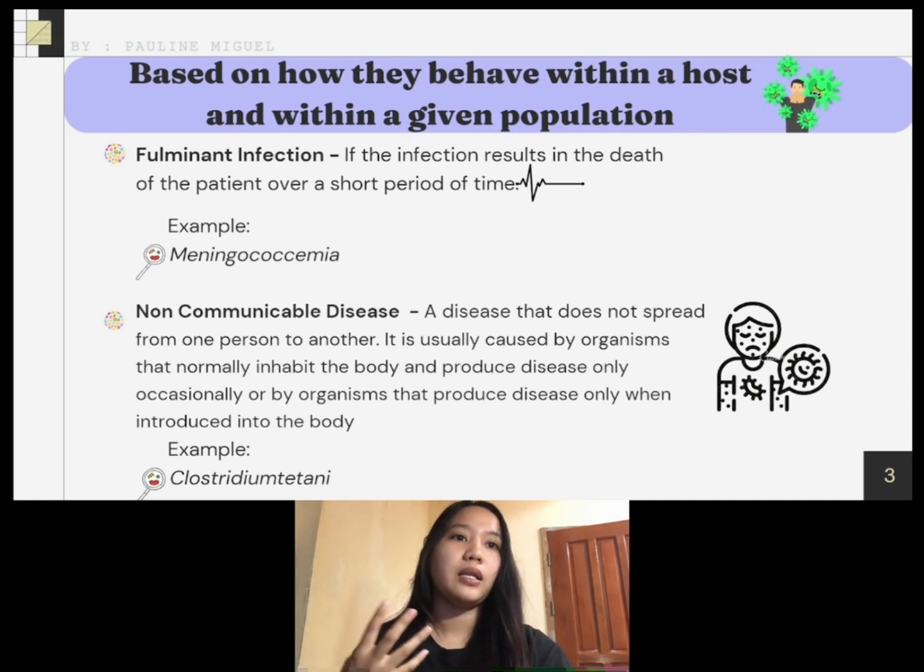ito yung mga organism or some virus or bacteria na kung saan nai-inhabit natin. And once na-inhabit natin yun, sa loob lang siya ng body natin magproproduce or magiging disease. So, example is the Clostridium tetani, or another example is like yung cancer.